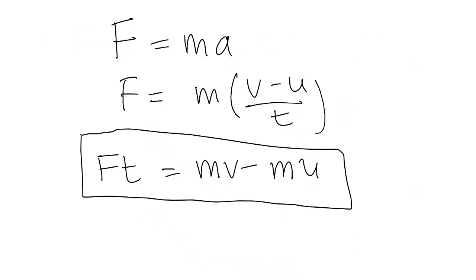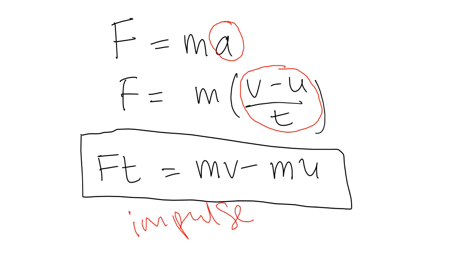Also, you may be using this equation, F equals ma, but because you know that acceleration is change in speed over time, or change in velocity over time, rearranging this equation is actually called impulse. So impulse is the change in momentum.